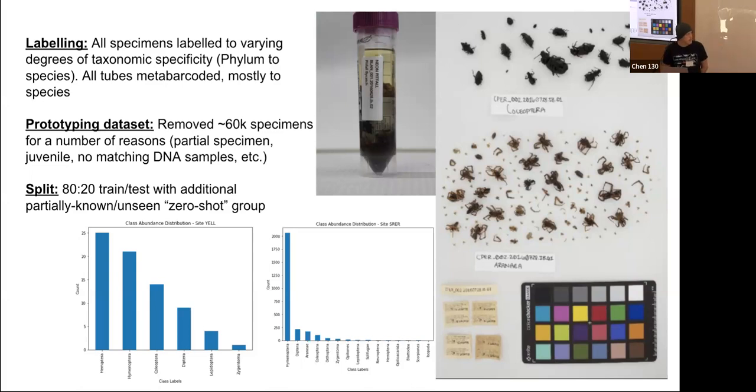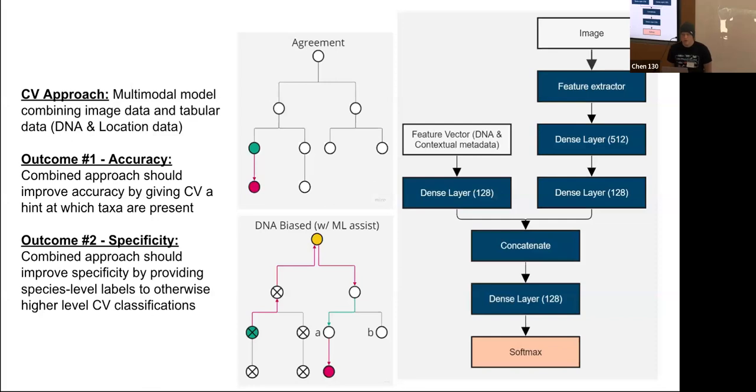My graphs here, both of these are by site. The one on the left is more what you would see across the entire data set if you average everything, where there is some imbalance, but it's more of a steady slope down. But we do have some sites that were just dominated by one group. In this case, it was Hymenoptera, mostly ants that would dominate the individual sites, so I'll have to work on that a little bit. The approach to actually doing all this is going to be a multimodal model combining the image data with tabular data, that being both the DNA data, and then because we have location data, include that as well.